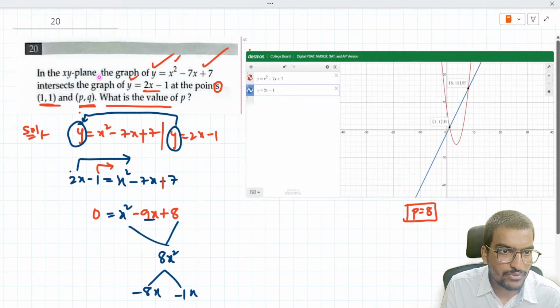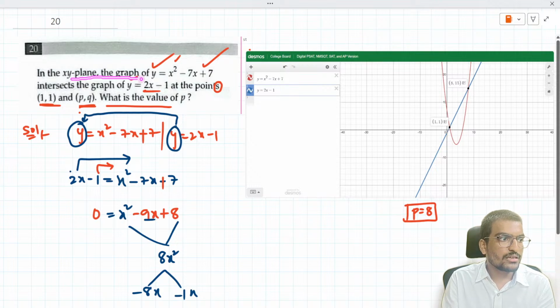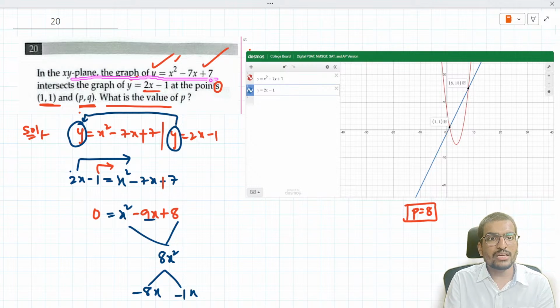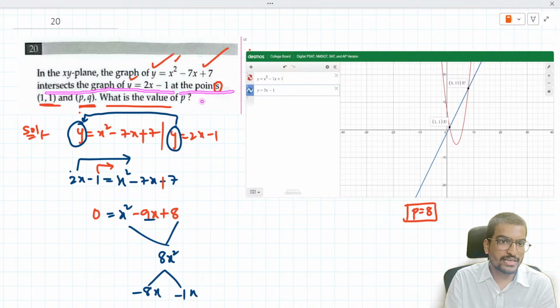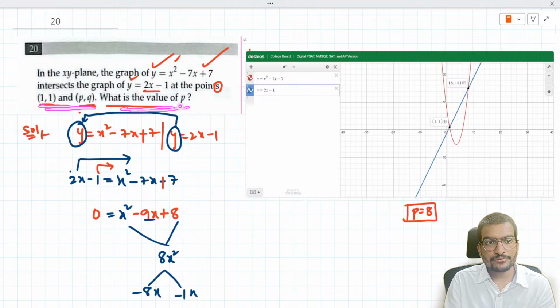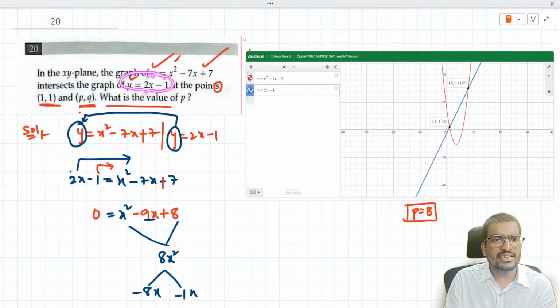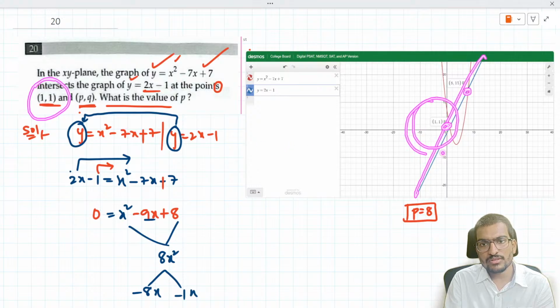Here they've given, in the xy plane, that the graph y equals x squared minus 7x plus 7 intersects the graph of y equals 2x minus 1 at these 2 points. What is the value of p? They clearly mention this is a quadratic equation intersecting a line. Put those into Desmos and you can see where they intersect. One intersection is 1 comma 1.